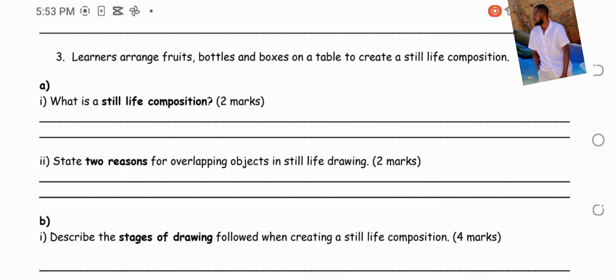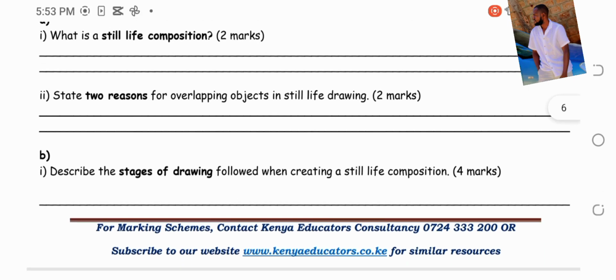What is a still life composition? We said still life composition is drawing of non-moving objects, stationary objects. Then the next question: state two reasons for overlapping objects in a still life drawing. So when we have overlapping in still life drawing, number one is to create depth and also to show spatial relationship between the objects being drawn.